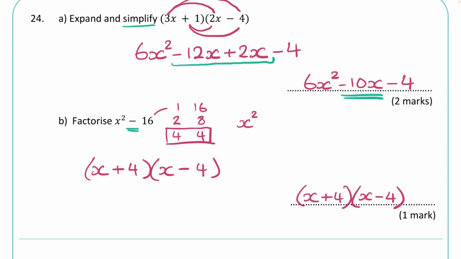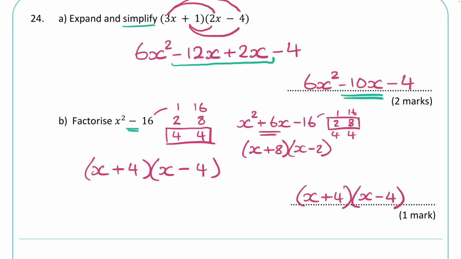You could have something like x squared plus 6x minus 16, and in this scenario we're still looking at these same factor pairs, 1 and 16, 2 and 8, 4 and 4, but in this scenario we're trying to make plus 6, and that can only be made using the 2 and the 8. So that would be slightly different. It still looks the same, but we'd have x plus 8 and x minus 2.